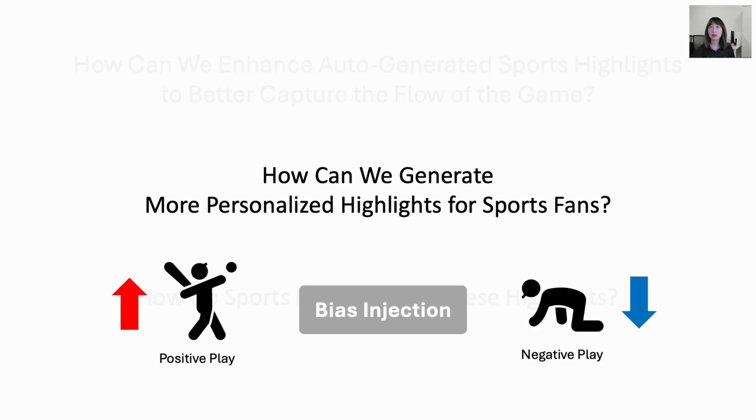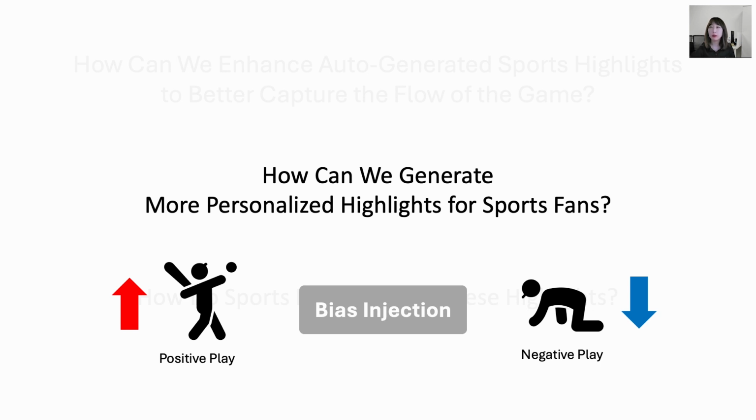Expanding on our method for generating highlights based on WPA, we introduced an innovative bias injection framework designed to personalize the viewing experience further. Here's how it works. To generate highlights that favor a particular team, our model adjusts the WPA value through a bias injection mechanism.